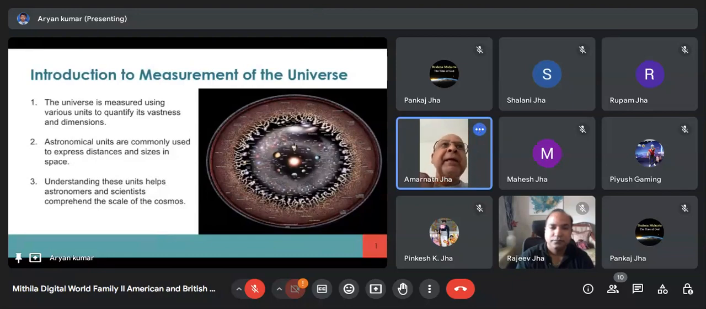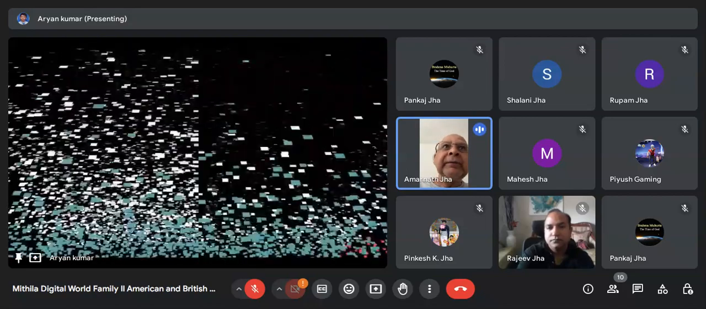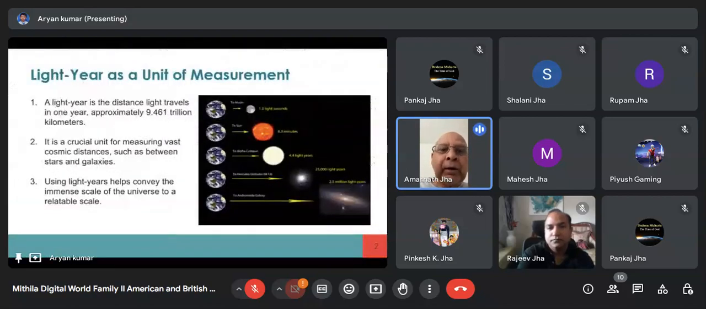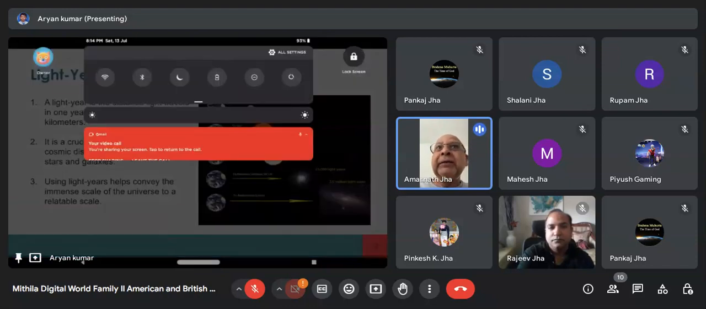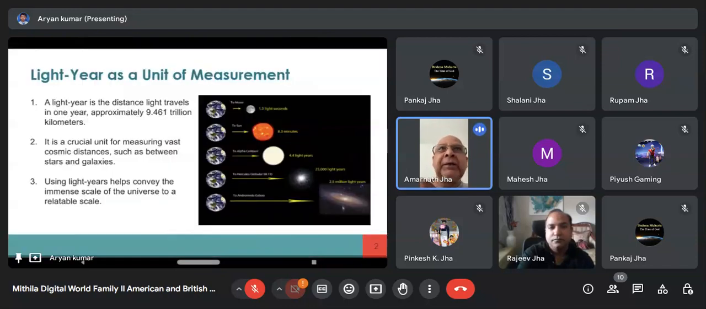So the next step came: somebody came up with the light year concept. How long it takes for light to cover a distance from one point to another. And also, if it is a year, we know that in a year there are 365 days, so you will have to do a calculation. And this question I'm going to ask Aryan to explain: what is the light year?